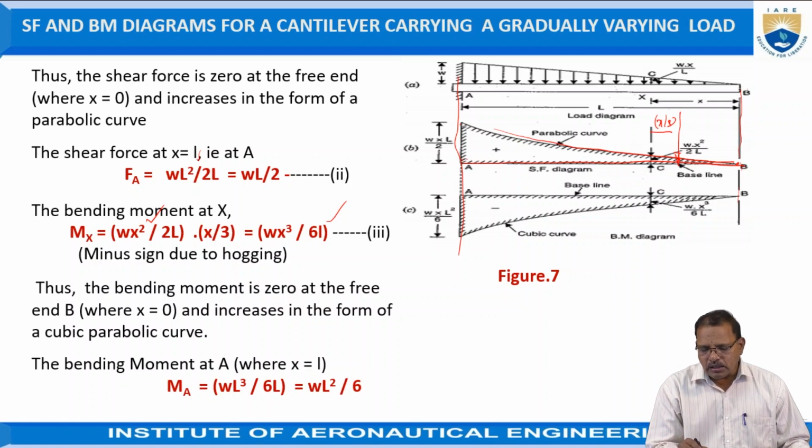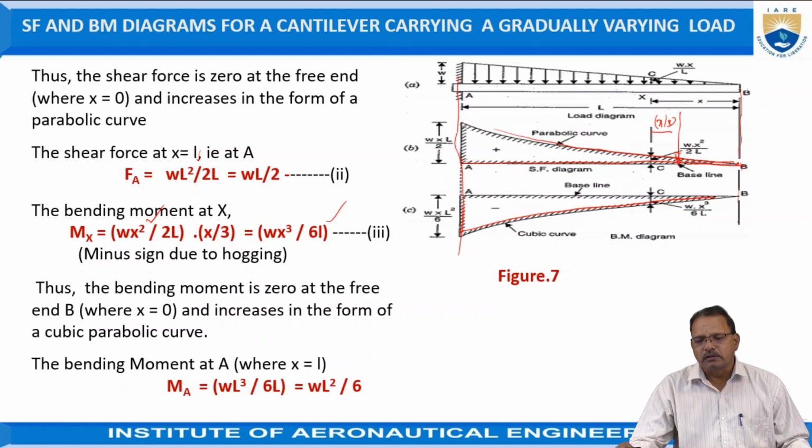So at A, the bending moment is given by Wx cube by 6L. Since x is equal to L, on substituting we get WL cube by 6L, which is equal to WL square by 6. So draw the length vertically in the downward direction, representing the value of WL square by 6 according to a suitable scale, and join B with this point by a smooth curve. This curve is called a cubic curve.